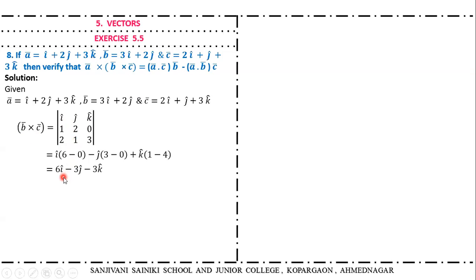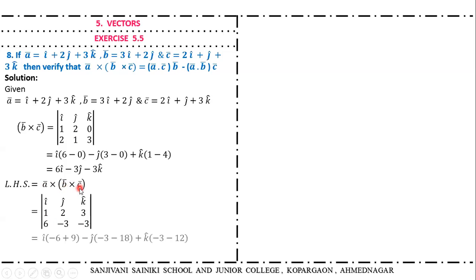We get 6i cap minus 3j cap minus 3k cap. So now the left hand side is equal to a bar cross b bar cross c bar. Then we have to find the cross product of a bar and b bar cross c bar. The first row is fixed i, j, k. The second row is the components of the vector a bar, and the third row is the components of the vector b bar cross c bar. Simplify. So the left hand side comes out to be 3i cap plus 21j cap minus 15k cap. This is our equation number 1.